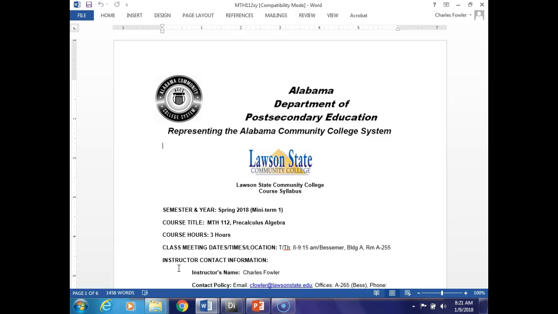Now, they told us we needed to update the syllabi and say Alabama Community College System, because that's what we're under now. We're no longer under the Department of Post-Secondary Education. And yet, the logo they had us load says both. So we are the Alabama Community College System, and I guess we're still sort of under the Alabama Department of Post-Secondary Education, but that doesn't matter. They said we were supposed to be updated, but this is all we got.